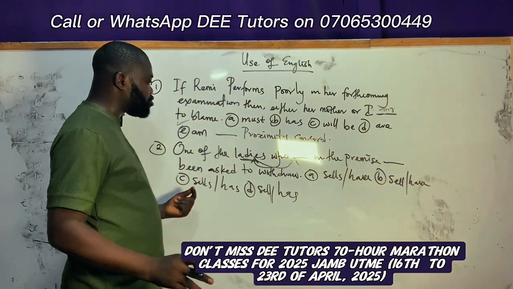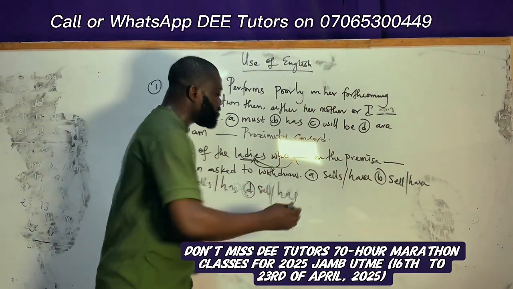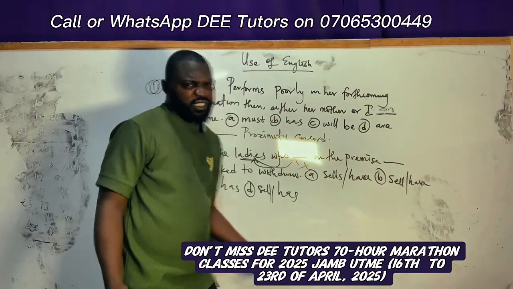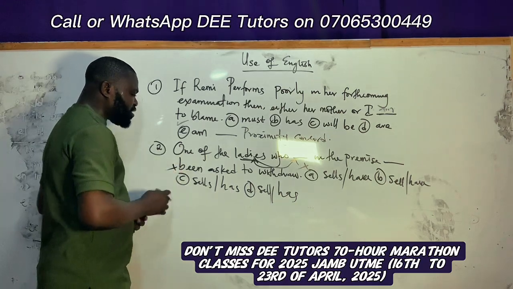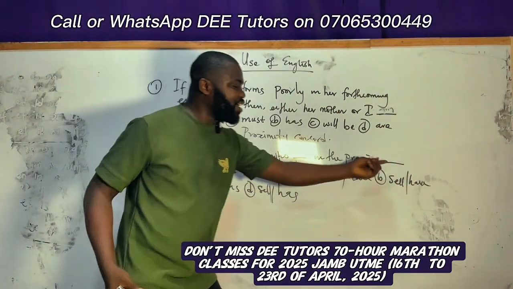Now, looking at the options, we have option A. It has cells. Cells is singular. That cannot be the answer. We have option B, cell. That could be the answer. We have option C, cells. That cannot be the answer. We have option D, cell. That could be the answer. But let's look at the second part.